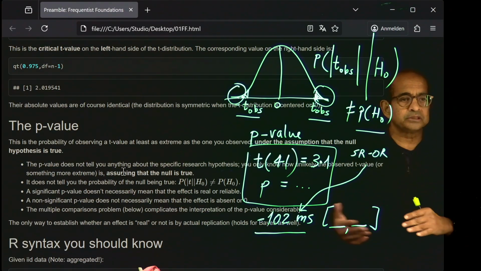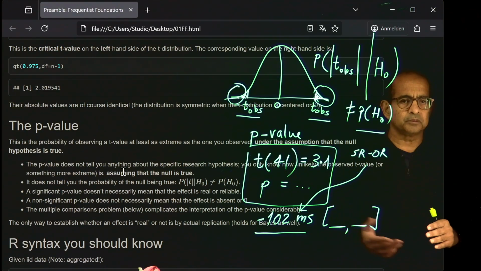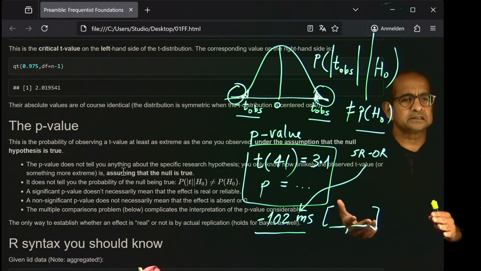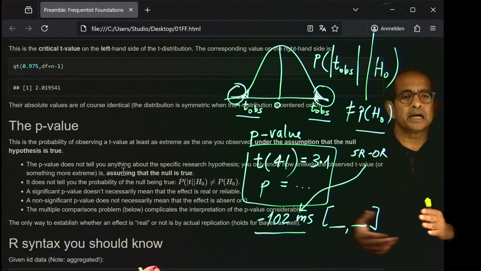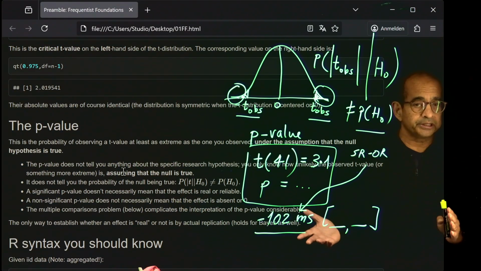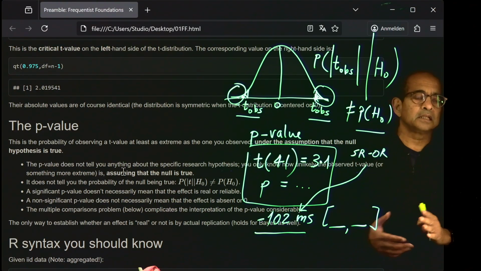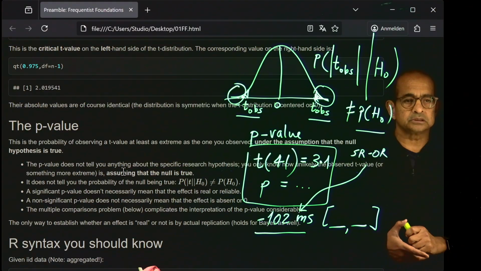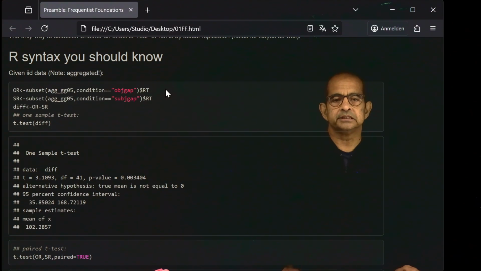These p-values and any other kind of statistic that gives you evidence for or against a particular model are indications that you can get some information from, but they're not necessarily pointing you to the truth. And that's true for Bayes factors and other kinds of model comparison tools as well. Some basic R syntax that you should know for conducting a paired t-test or one sample t-test, they're both the same thing, is the following.